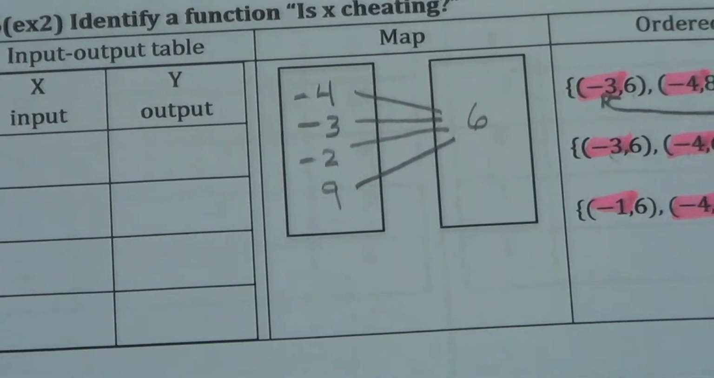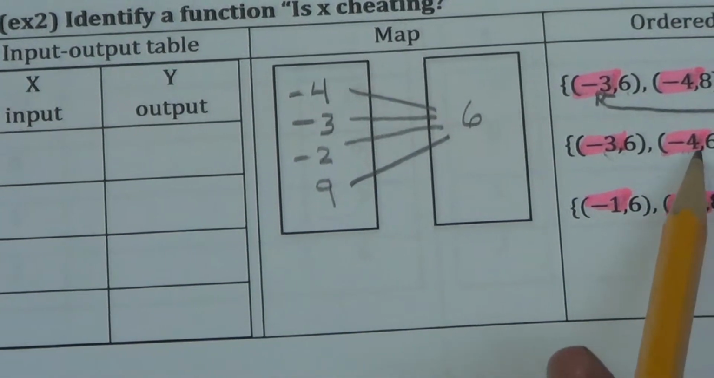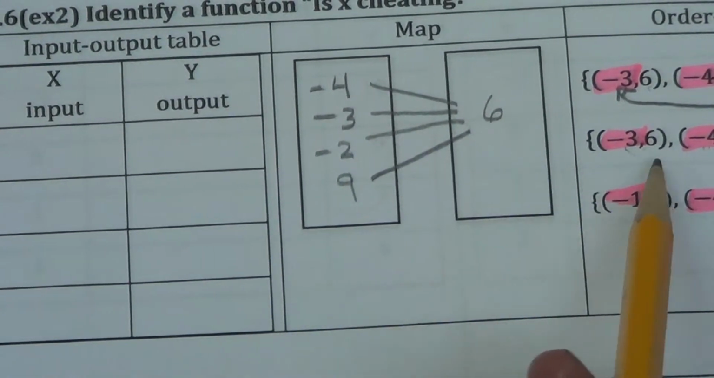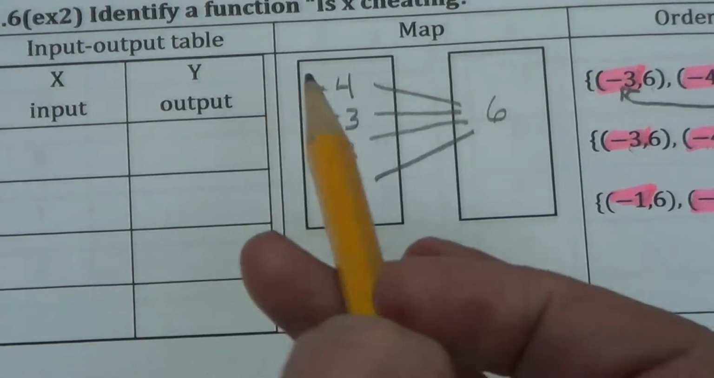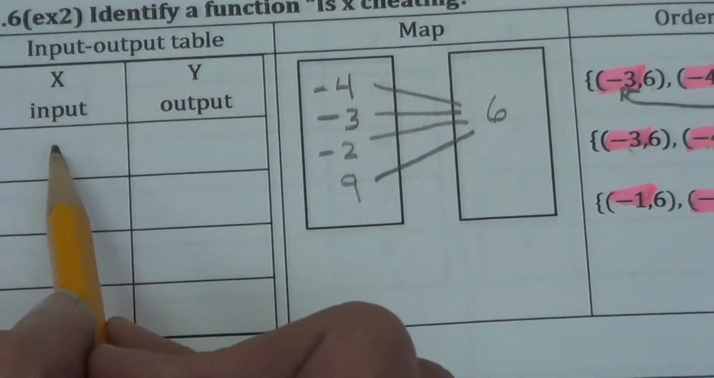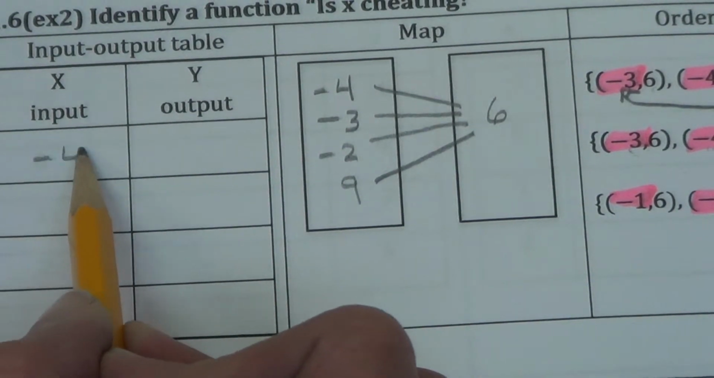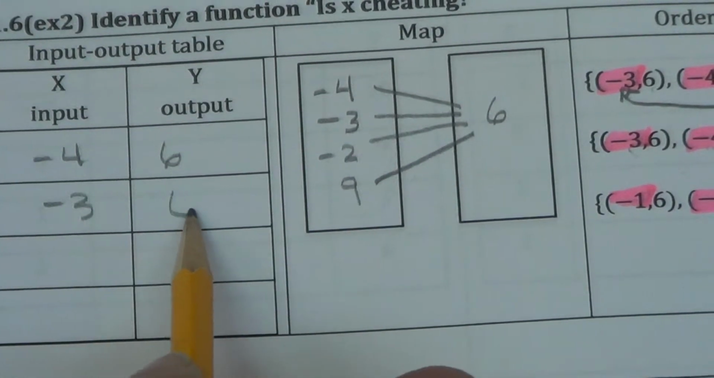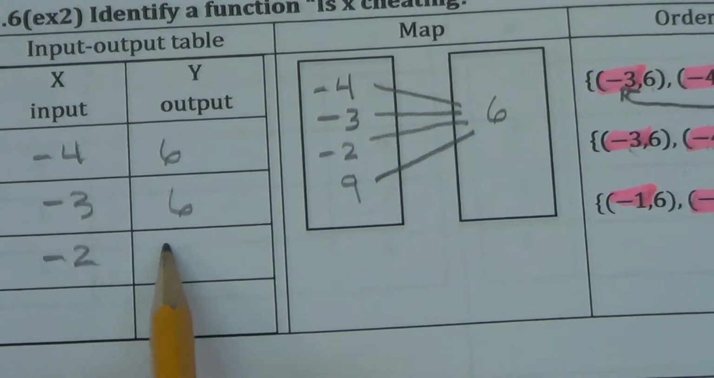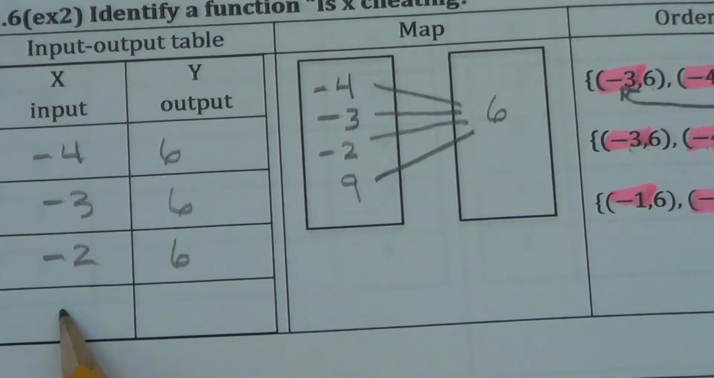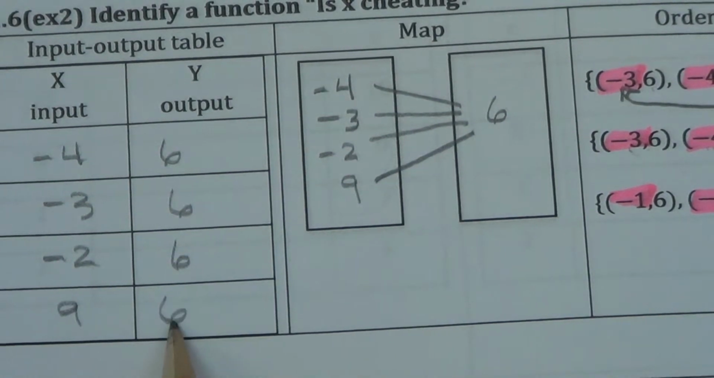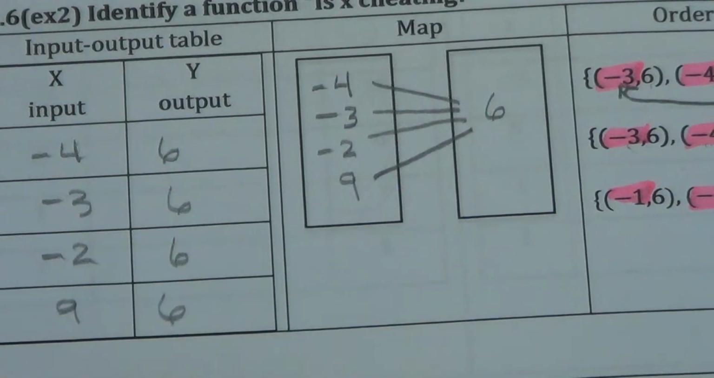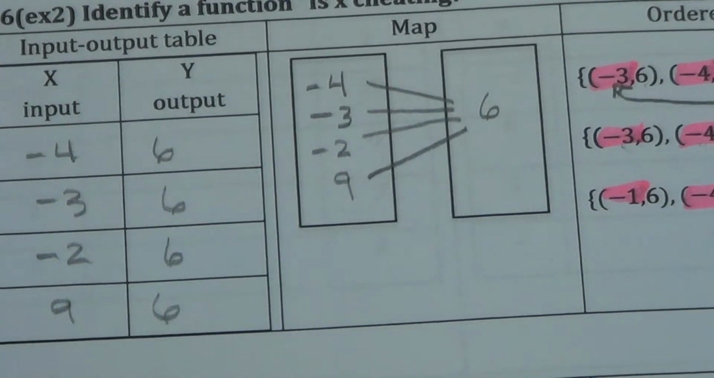It's still a function. Now we'll take one of these and put it in the T-chart. It would go -4, 6. We'll just take this one, -3, 6, -2, 6, and 9, 6. That's how you read it out of the T-chart.